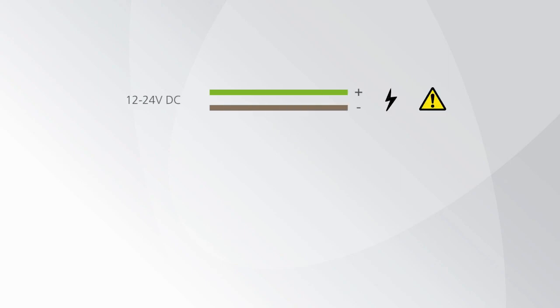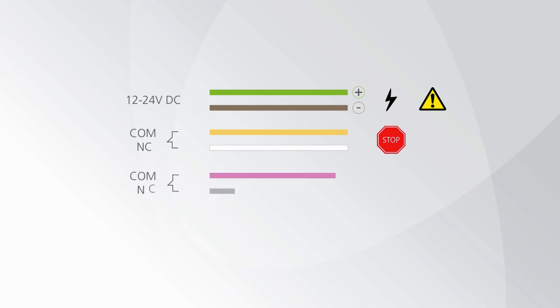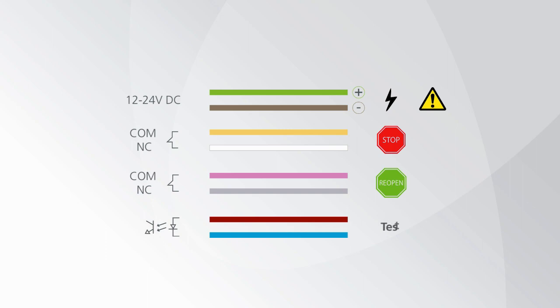Connect green and brown to the power supply of the door controller. Polarity is important. Connect the green wire to the positive pole and the brown wire to the negative pole. Connect yellow and white to the stop command of the door. Connect pink and grey to the reopen command of the door. Connect red and blue to the test terminal of the door controller.